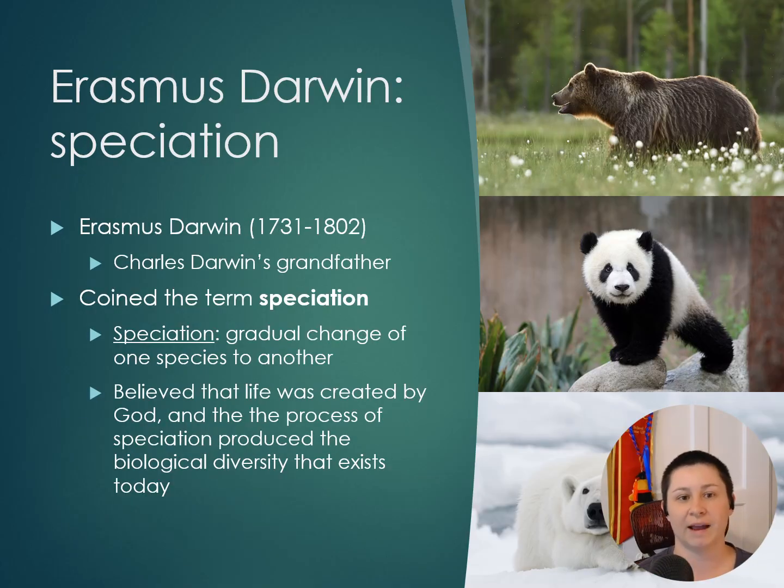Then we have Erasmus Darwin, who was Charles Darwin's grandfather. He coined the term speciation, speciation being the gradual change of one species to another. He believed that life was created by God and that the process of speciation produced the biological diversity that exists today.